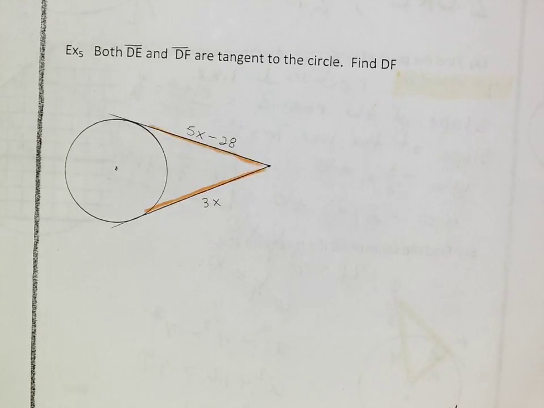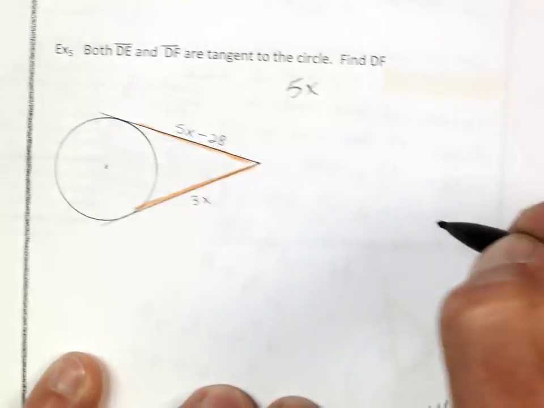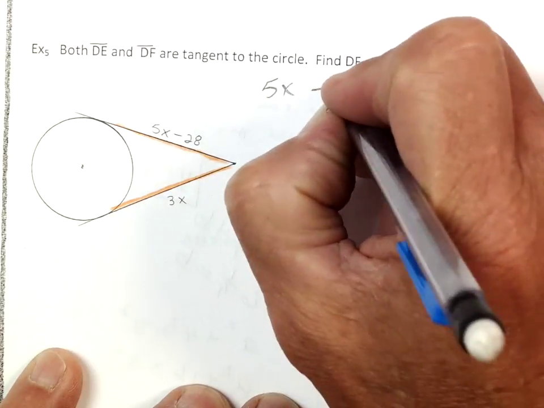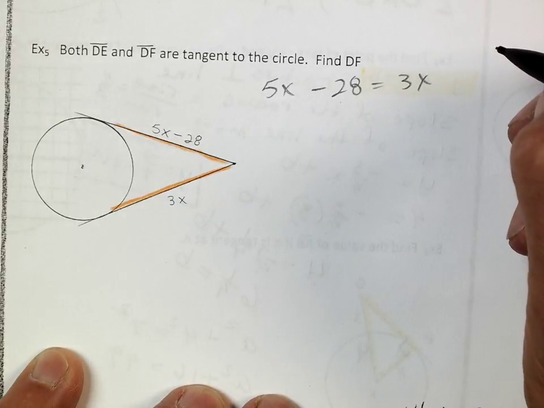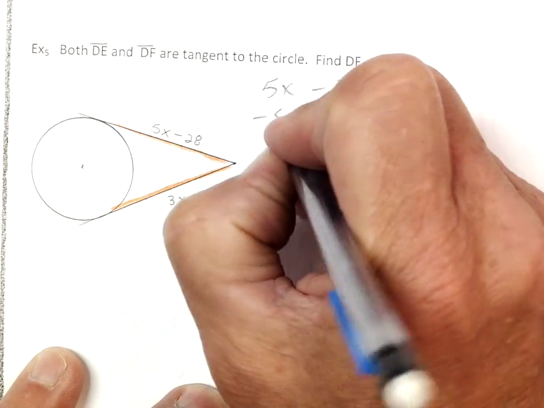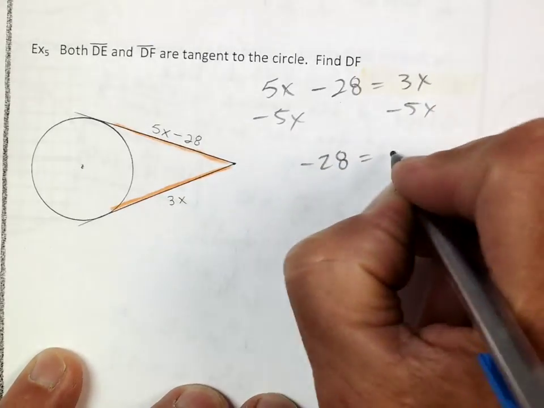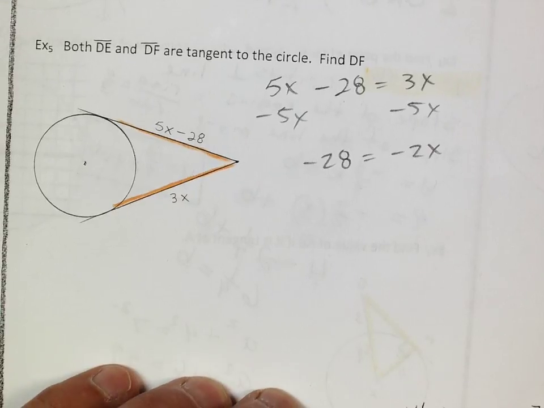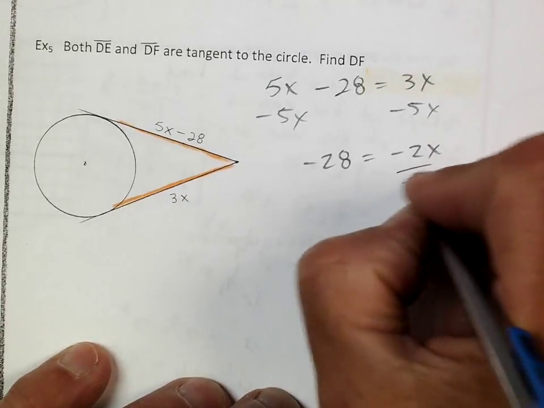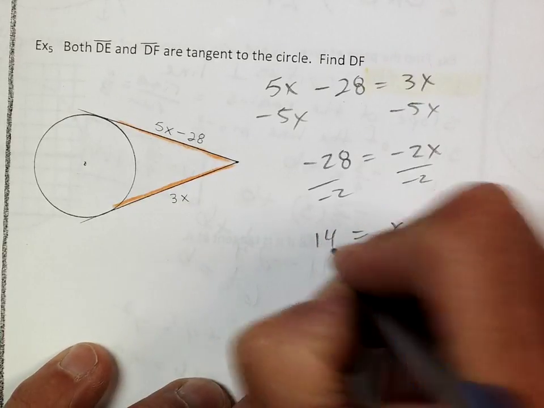So guess what? This side has got to be equal to this side. So let's set it up. Let's set up our 5x minus 28 equals our 3x. We'll go minus 5x, minus 5x, over minus 28 equals a negative 2x. How am I doing? Divide by negative 2, divide by negative 2, x is equal to 14. But that's not the answer, is it?